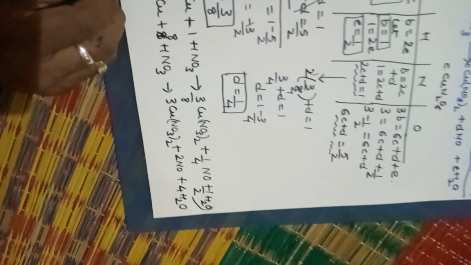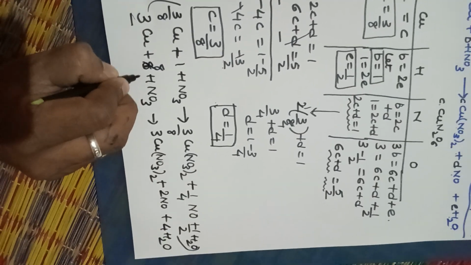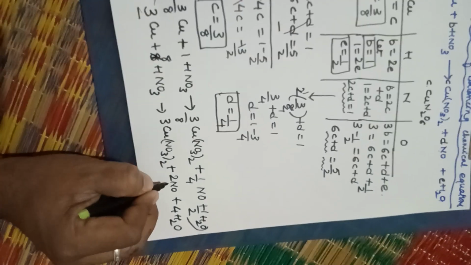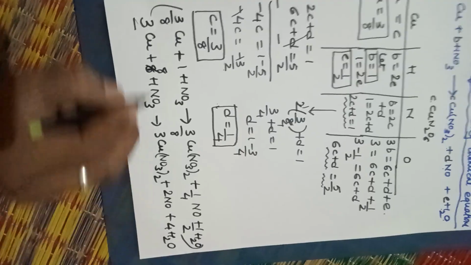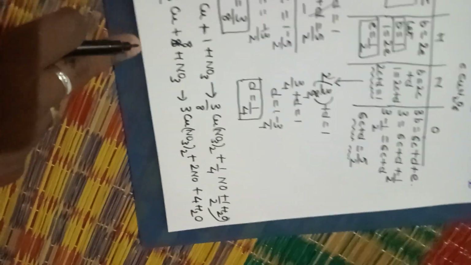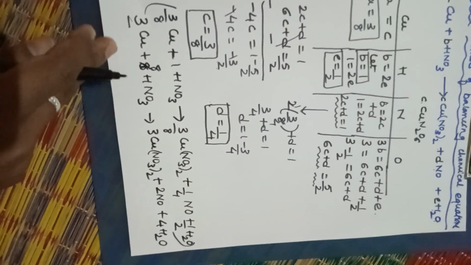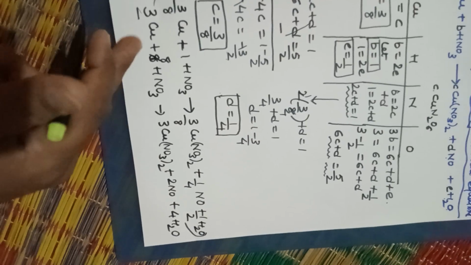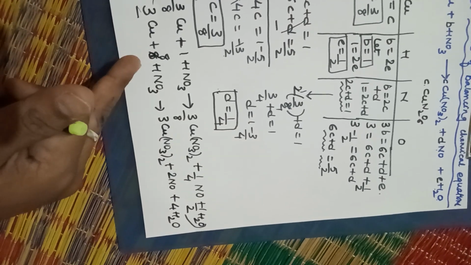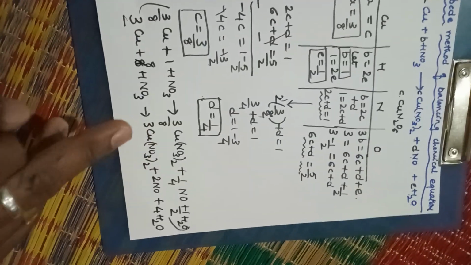So now what is the balanced chemical equation? The balanced chemical equation is 3Cu + 8HNO3 gives rise to 3Cu(NO3)2 + 2NO + 4H2O. So this is the balanced chemical equation. You can just verify whether this equation is balanced or not by counting the number of atoms of each element. You will observe that the number of atoms of each element is the same on either side of the arrow mark, and we say the equation is balanced.